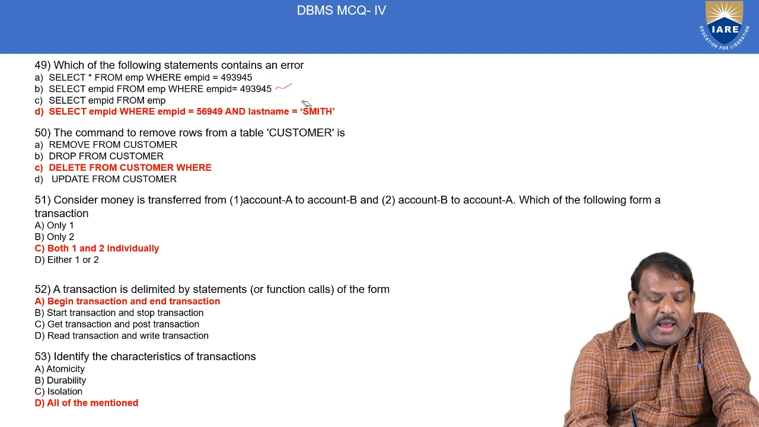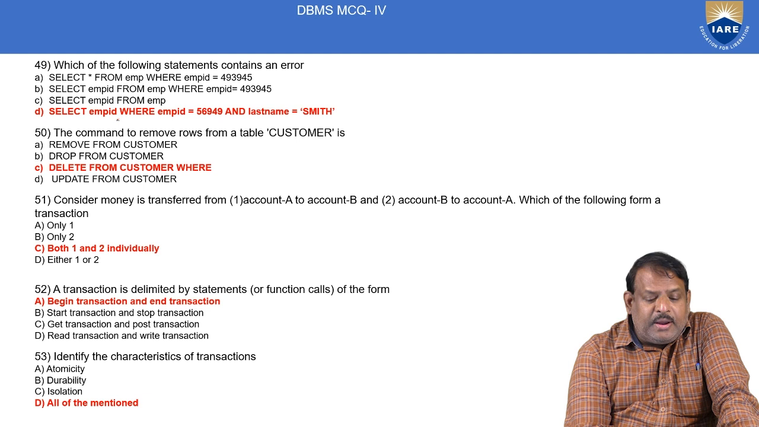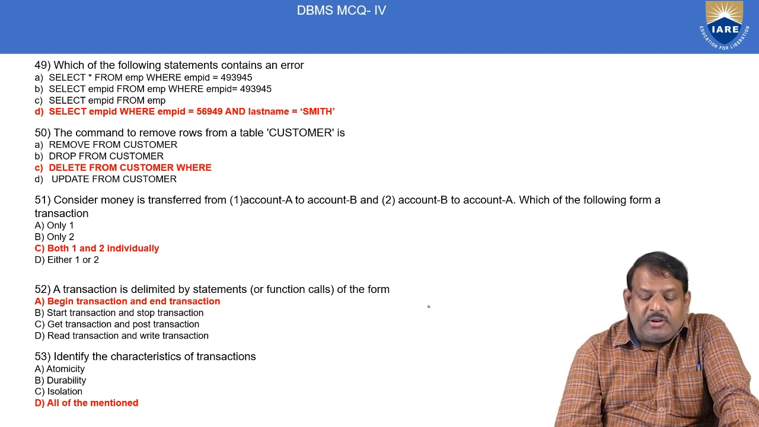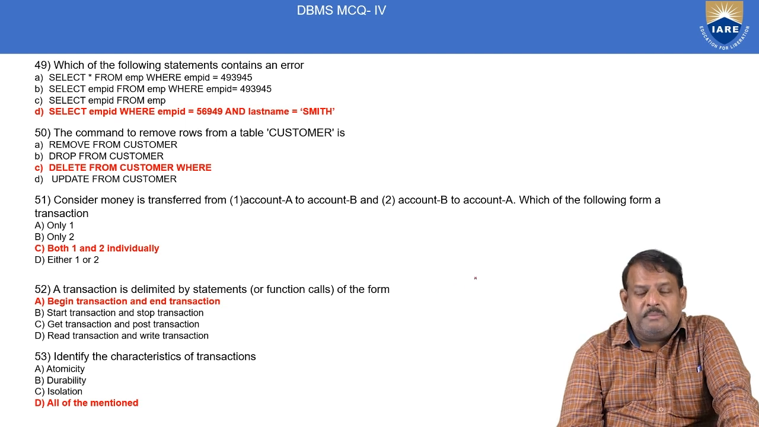Now we'll see the last statement. Select EMP ID, there is no from here. Select EMP ID where EMP ID is equal to this and last name is equal to this. If we execute this, see what is going to happen. Where is the from clause? We are missing the from clause. So a SQL statement will not work without a from clause.